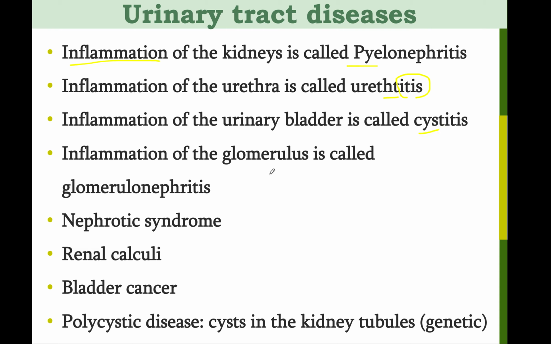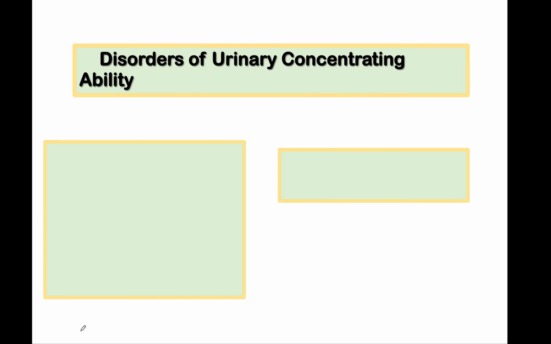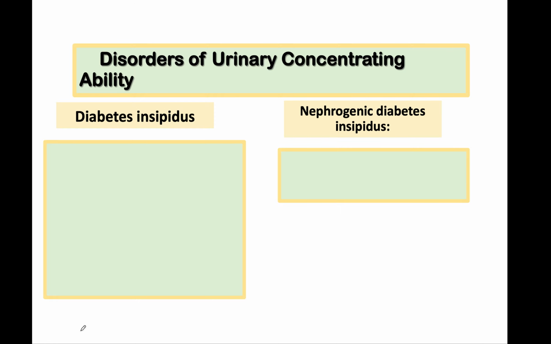If there is inflammation of the glomerulus, it's glomerulonephritis. And there is the nephrotic syndrome, and then the renal calculi, which are the stones in the kidney, and then bladder cancer, and polycystic kidney disease, which is a genetic disorder, and renal failure. So let's go into some of those diseases.